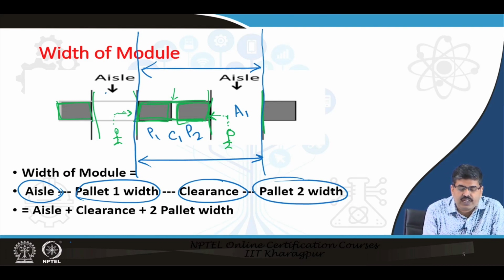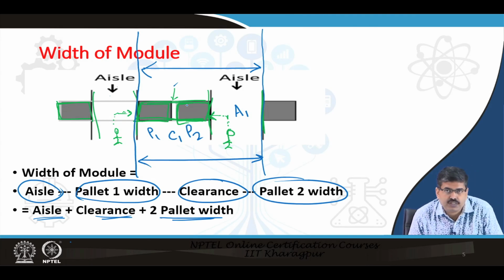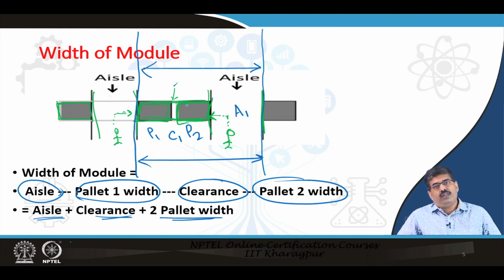Or you can look at it from this angle also: aisle, pallet 1, clearance, pallet 2, aisle, pallet 1, clearance, pallet 2. This is the sequence it goes. Or you can say pallet 1, clearance, pallet 2, aisle. So, basically it means aisle plus clearance plus 2 into pallet width, because there are 2 pallets. Is it clear? Stay on this slide for some time and understand. Then you move on to the next slide. So, basically you pause on this and then you move on.